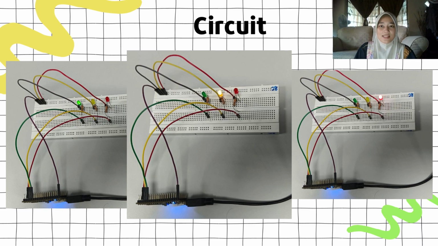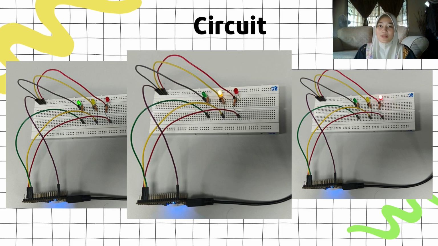We also use resistors for each of the LEDs that are used to limit the current flowing through the LED, ensuring that they operate within their specified parameters. And lastly, we have wires and breadboards. Now, these are essential for connecting and organizing the components on the circuit.